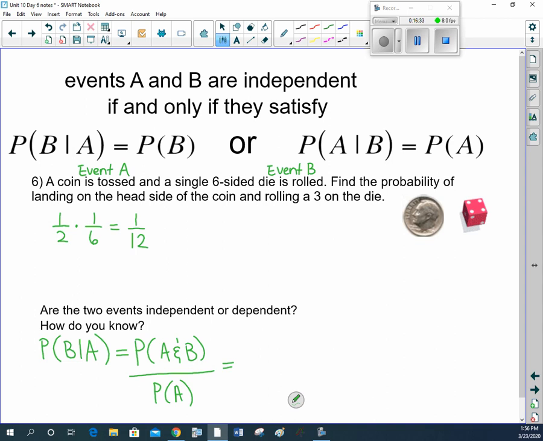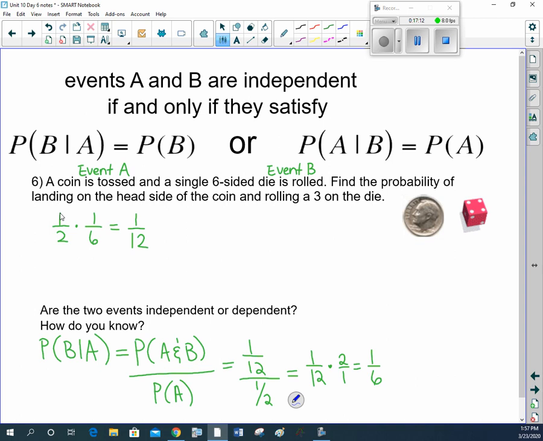So the probability of A and B, well, we already answered that question above. That's the probability of tossing the heads and rolling the 3, which is 1/12. The probability of event A, well, event A is tossing the coin and getting a head, so that probability is 1/2. If you take 1/12 and divide it by a half, that's the same thing as 1/12 times the reciprocal, and so that's 1/6.